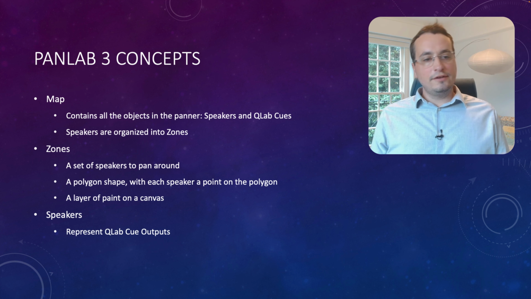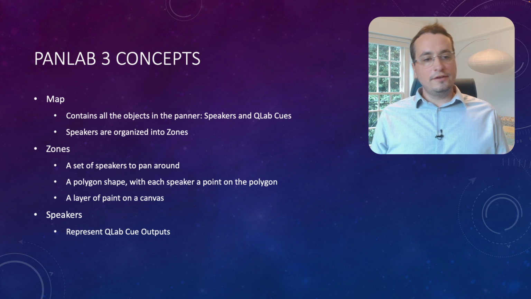And then the next thing we need to do is add speakers. So we've created our first map. When we create the map, panLab has created our first zone for us. This first zone is going to have all of our front of house loudspeakers in. So I'm just going to label it front of house.